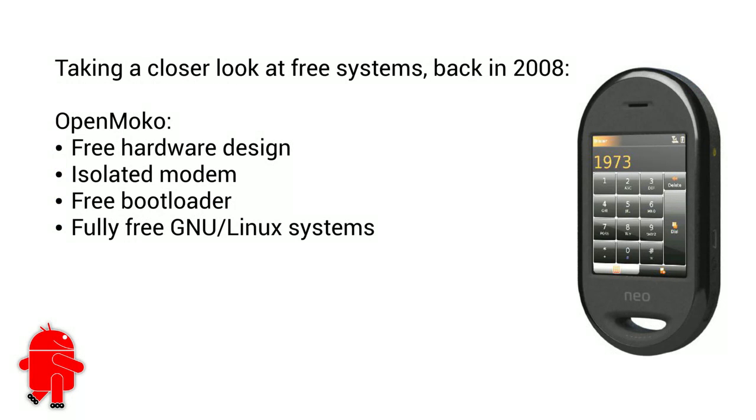Okay, so now we're taking a closer look at free systems. The situation back in 2008 was the following. It was the early days of freedom on mobile devices. So what we had was the OpenMoko. It was a phone with free hardware design. It means that we had the schematics for the board, not for the components' internals, but for the way they were arranged and put together.